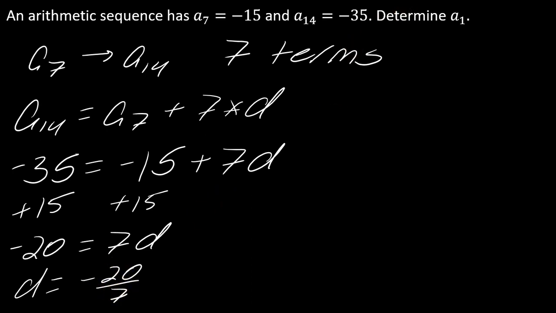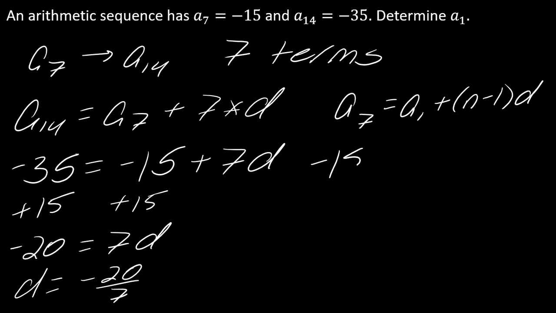And now we can leverage this formula. Let's see, why don't we use a sub 7? So what would it mean to be this formula? Well, I need a sub 1 plus n minus 1 times the common difference. So check this out. We actually have all of this information except for a sub 1. So if I plug in the known quantities, I have 15 equals a sub 1 plus 7 minus 1, and then that common difference was 20 over 7.